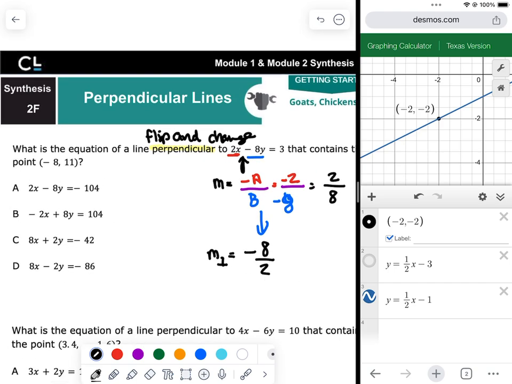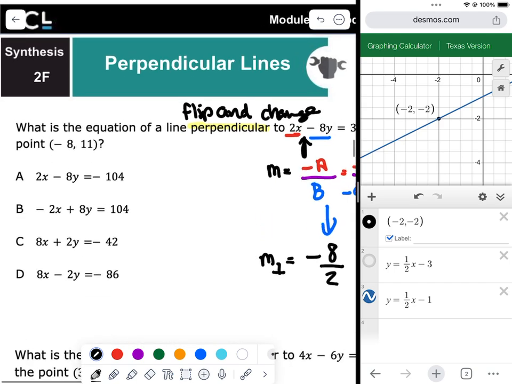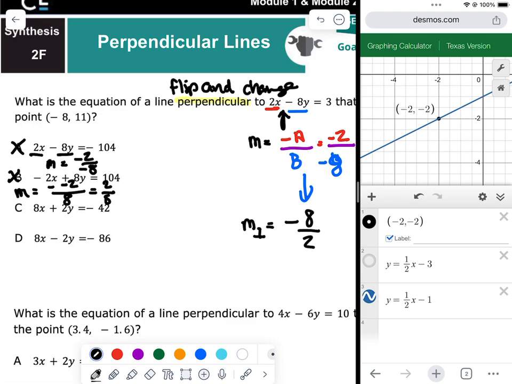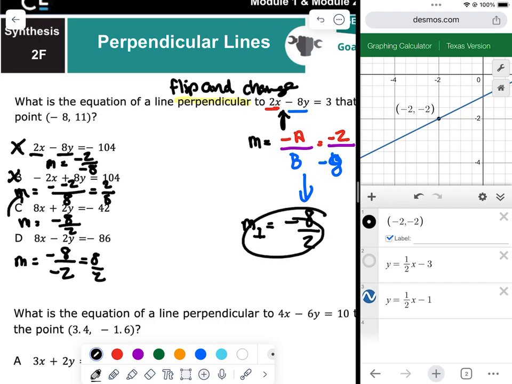I'll show you a little bit of a shortcut here in a second, but if I find the slopes of all of these, this first one, I've got 2 and -8. This will be -2 over -8, which is the same, so that's out. If I look at B, this is going to be -2 over +8, which is still 2 over 8, because 2 negatives make a positive, so that's also out. If I look at C, I get m is equal to -8 over 2. Hey, I like C a lot. D is -8 over -2, which is going to be 8 over 2. What I want is that one right there for C.